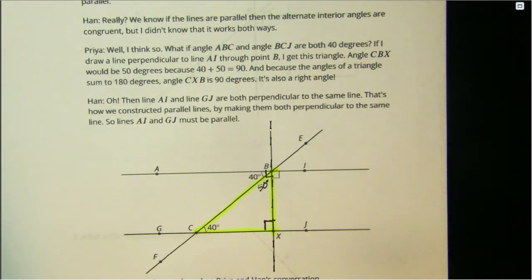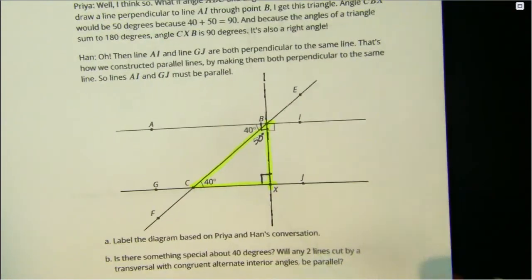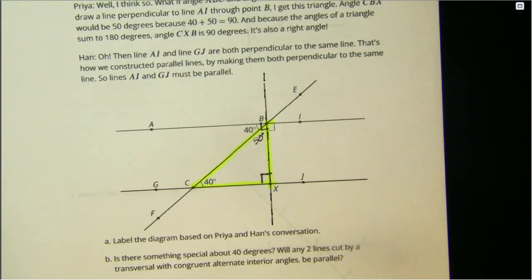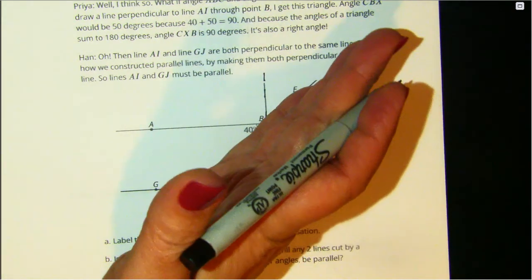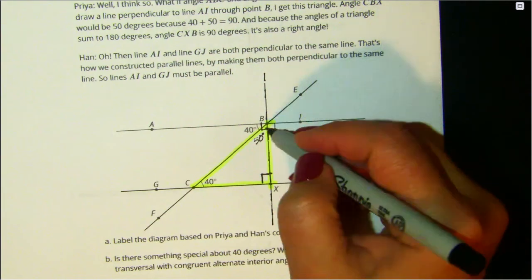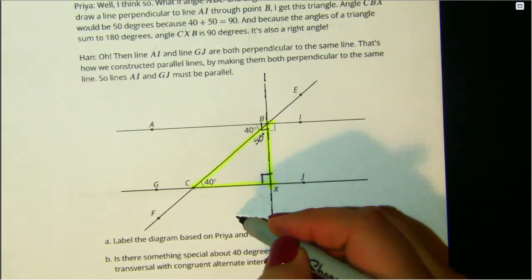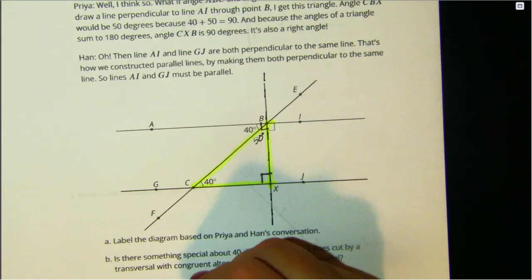Is there something special about 40 degrees? Or will any two lines cut by a transversal with congruent alternate interior angles be parallel? We could have done the same argument with any angle. We could have changed this, right? We could have made it coming in at a steeper angle. The 40 degrees is not special. No.